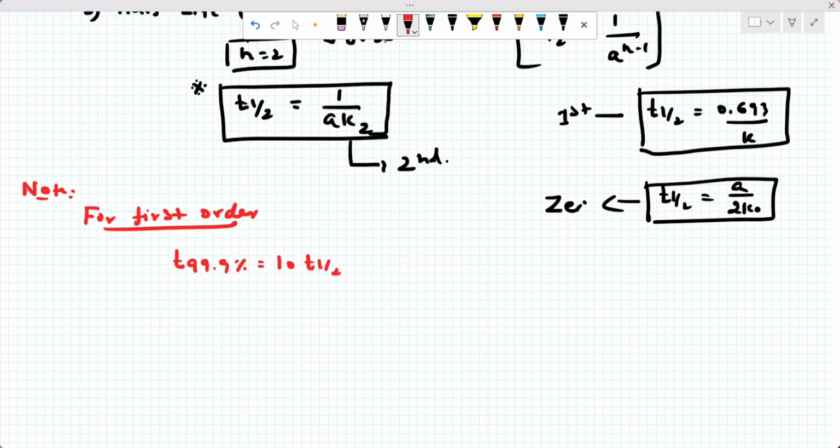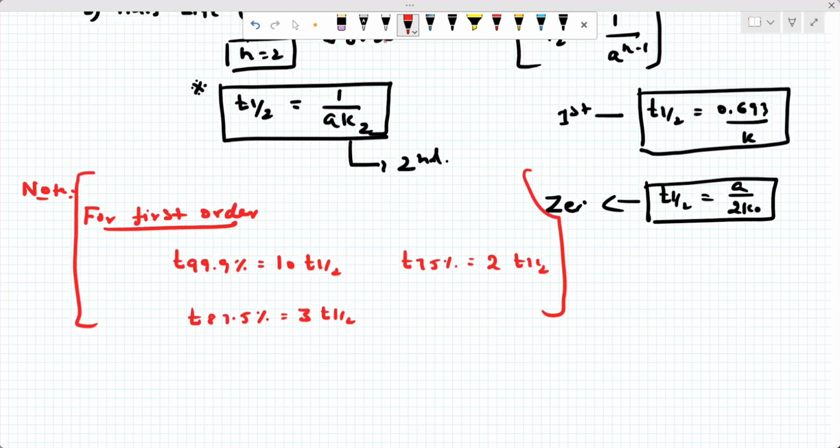Yes or no? Similarly, T 70% is equal to 2 times of T half. Yes or no? Similarly, T 87.5% is equal to 3 times of T half. This is for first order. In a similar way, I am going to discuss second order reaction.